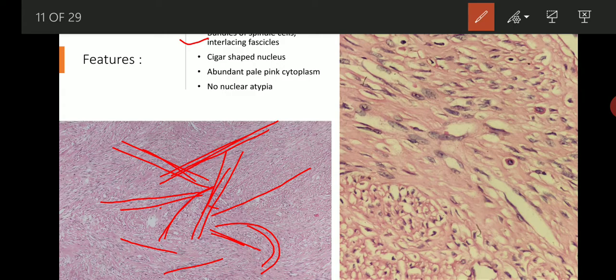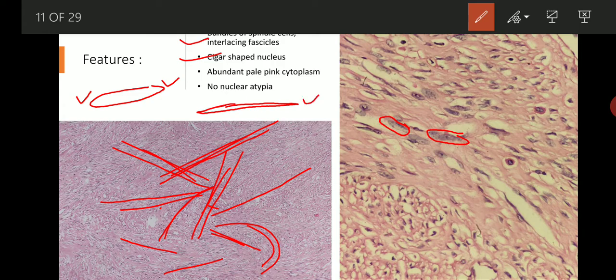If you see them in high power, you will notice that these cells have a nucleus like this. This is known as a cigar shaped nucleus. This nucleus is like this because it is elongated and the ends of the nuclei are blunt, and it looks like a cigar. In contrast, a tumor arising from the fibrous tissue will have a pointy end like this. Fibrous cells nuclei usually have pointed ends.